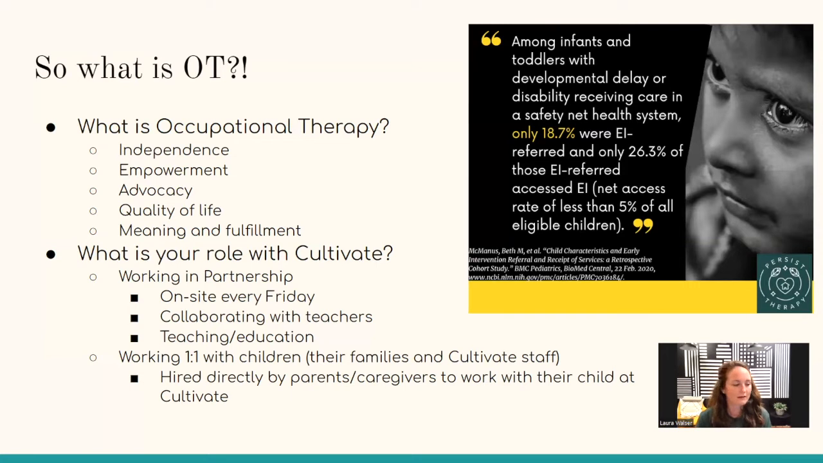So, all right, before we jump into the next thing, I just want to read this quote to you. Among infants and toddlers with developmental delay or disability receiving care in a safety net health system, only 18.7% were early intervention referred, and only 26.3% of those early intervention referred children accessed care. So I thought this quote was so important. It really hit home for me.